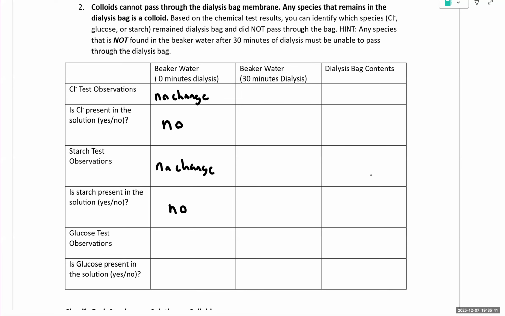This all makes sense. The beaker water is just deionized water. It has nothing in it. So this is all making sense.